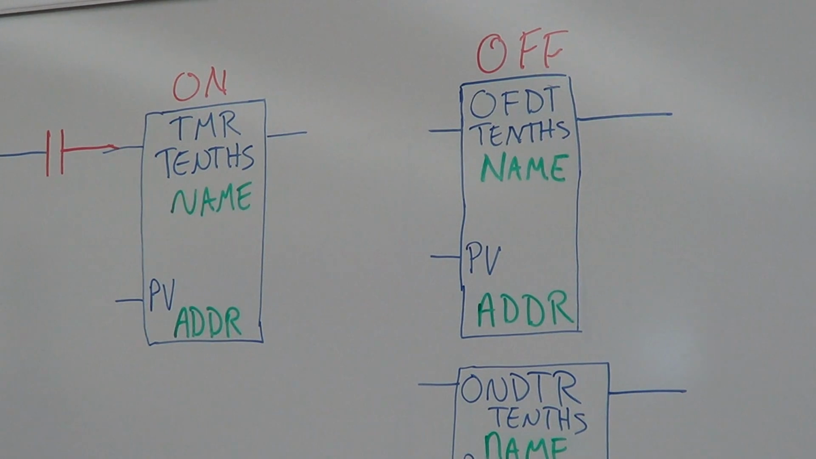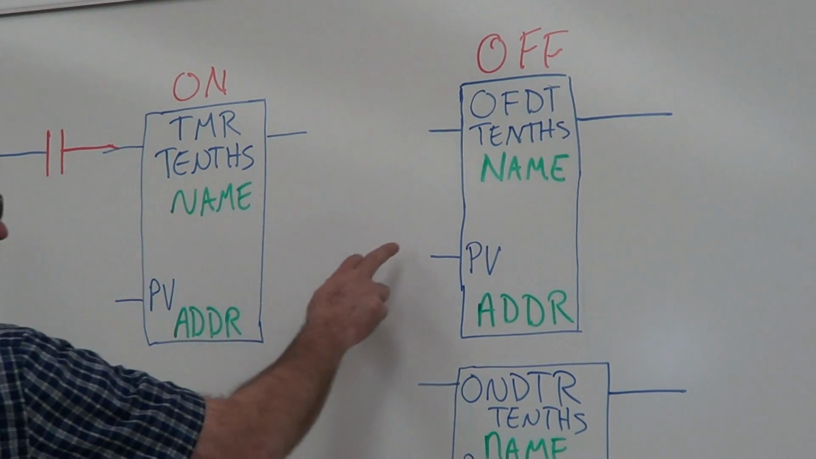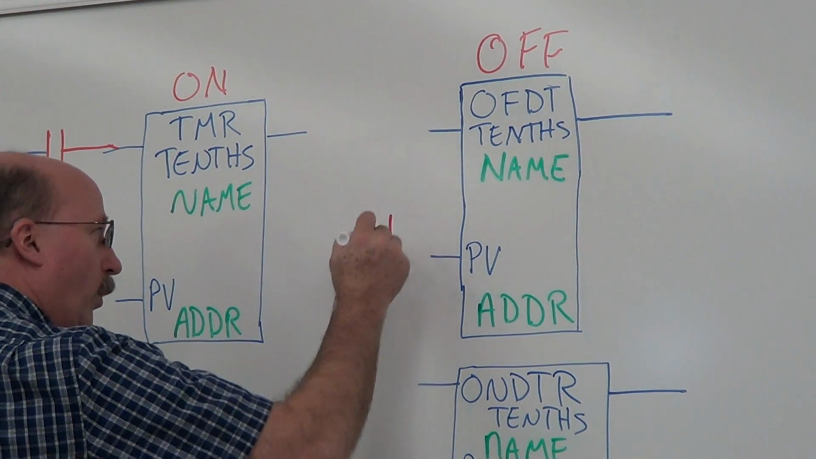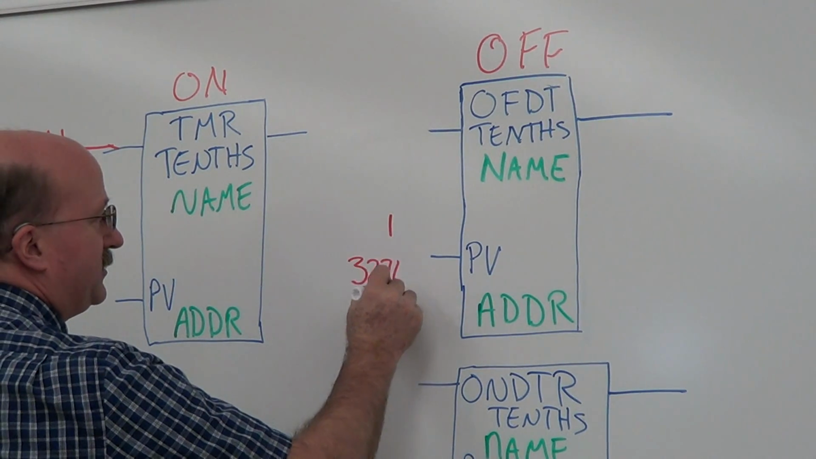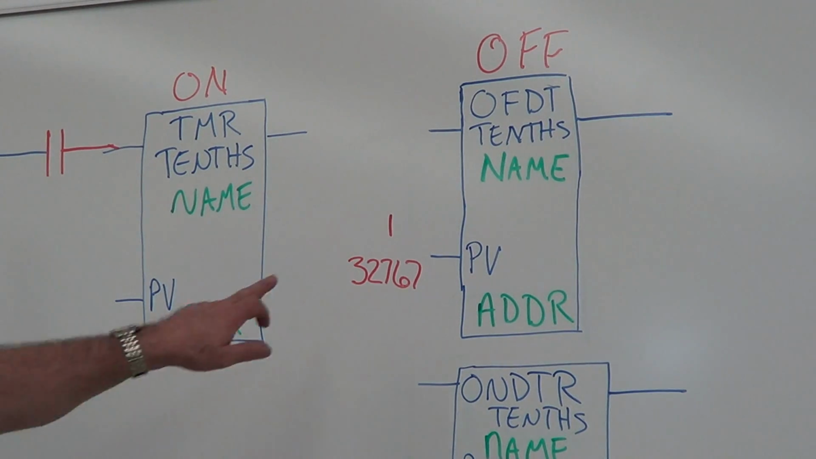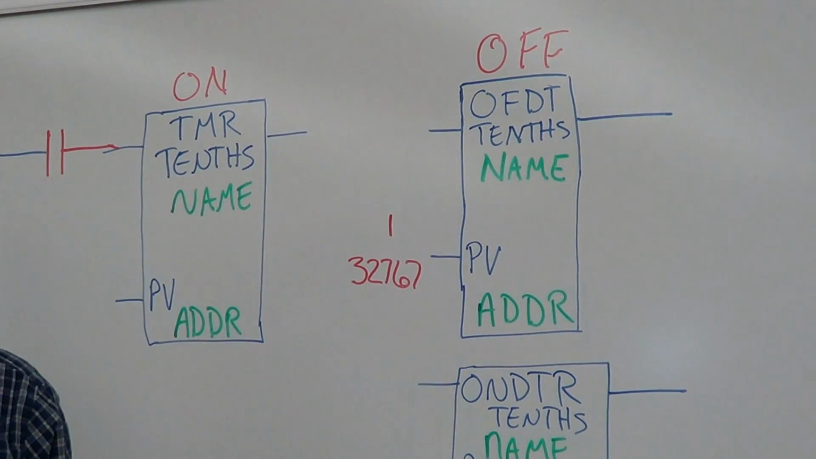Okay? Now the PVs. PVs are a simple number between 1 and 32,767. That's the number of counts you can put there. Okay? Why 32767? Yeah. Good question. Okay? We're going to get to that in a moment. You can actually put a 0 in there, but a 0 time means it will immediately transition from one to the other. Okay?